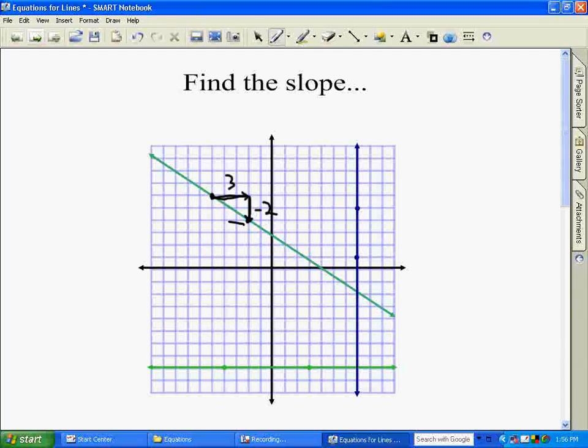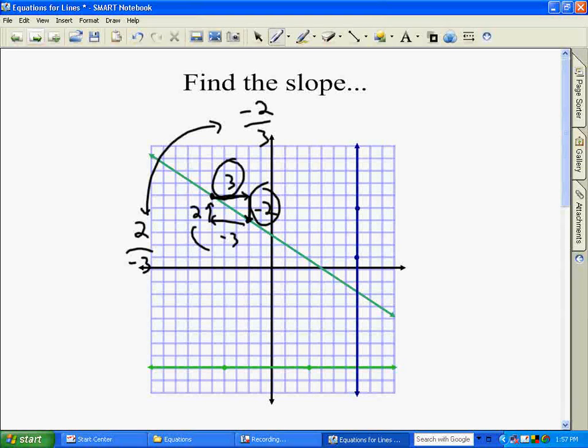So if I had gone this way, it would have been negative 3 to the left and 2 up, positive 2 up. Those turn out to be the same thing. So I'm going to use the first ones I did. I'm going to say it's negative 2 over 3, negative 2/3. If I had used these other 2 points, I would have said it's positive 2 over negative 3. And these are the same thing. It doesn't matter where you put the negative sign. Negative 2 over 3 is the same as 2 over negative 3, which is the same as negative 2/3.